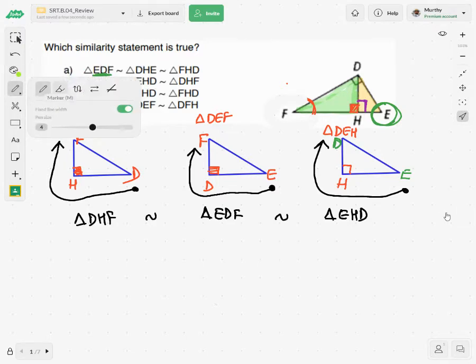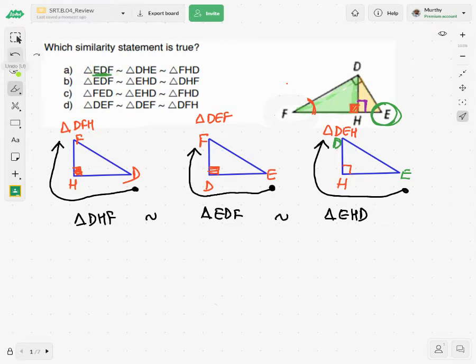Again, I am repeating. Keeping the question in view, I see that EDF is given. So keeping that in view, I copied EDF here. When I am taking EDF, E is here, then D is here, then F is here. This order I followed. In the same way, I have to follow the same order for the remaining two triangles. So it is going to be DHF. So DHF is copied here. And next, the same order for the next one, which is EHD.